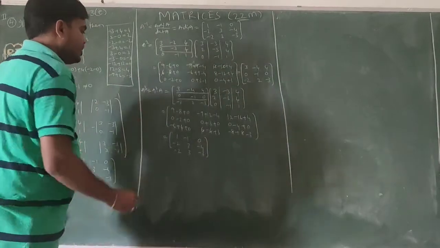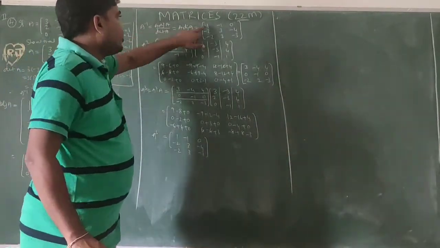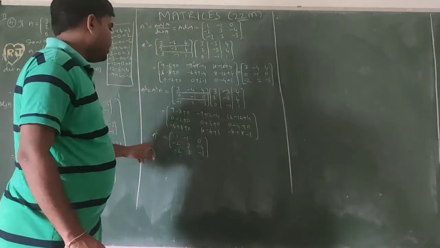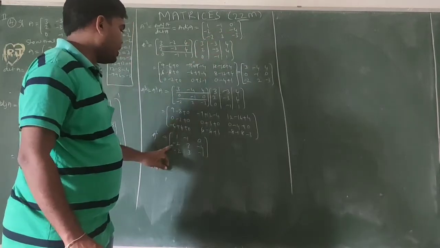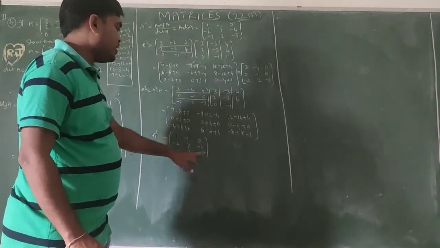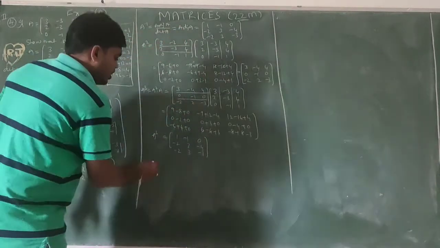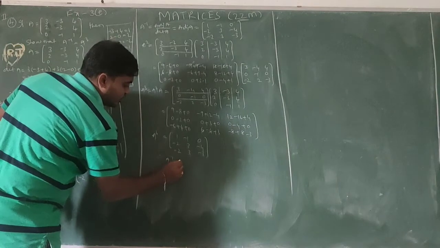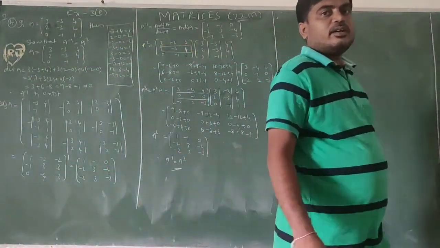So this is A cube. A was equal to 1 minus 1 0, and A cube: first row 1 minus 1 0, second row minus 2 3 minus 4, third row minus 2 3 minus 3. So A inverse is equal to A cube. Therefore A inverse is equal to A. Okay, this is the required proof.